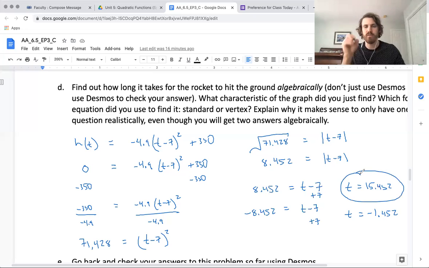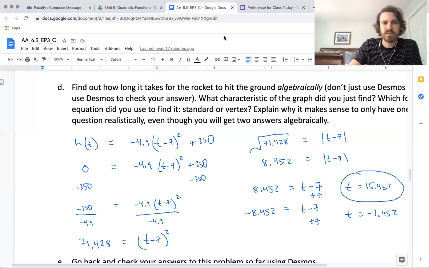Well, this is when it hits the ground, right? After 15.452 seconds. And it says explain why it makes sense to have only one answer realistically, even when you get two answers algebraically. Well, the other one would be theoretically in the past, right? If I shoot it from here, it's just going to land over here, whereas the other 0 is in negative time. Okay, I'm pretty confident in my answers.